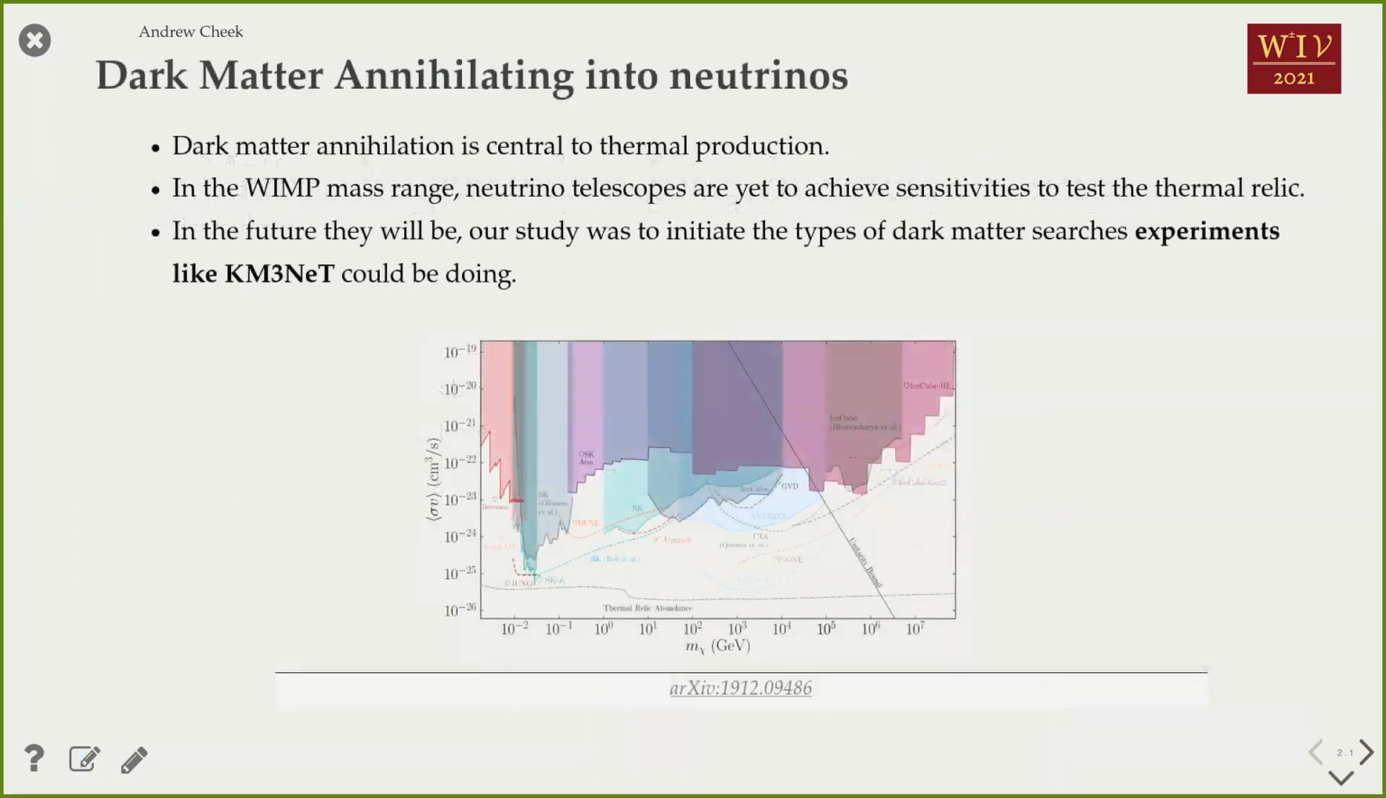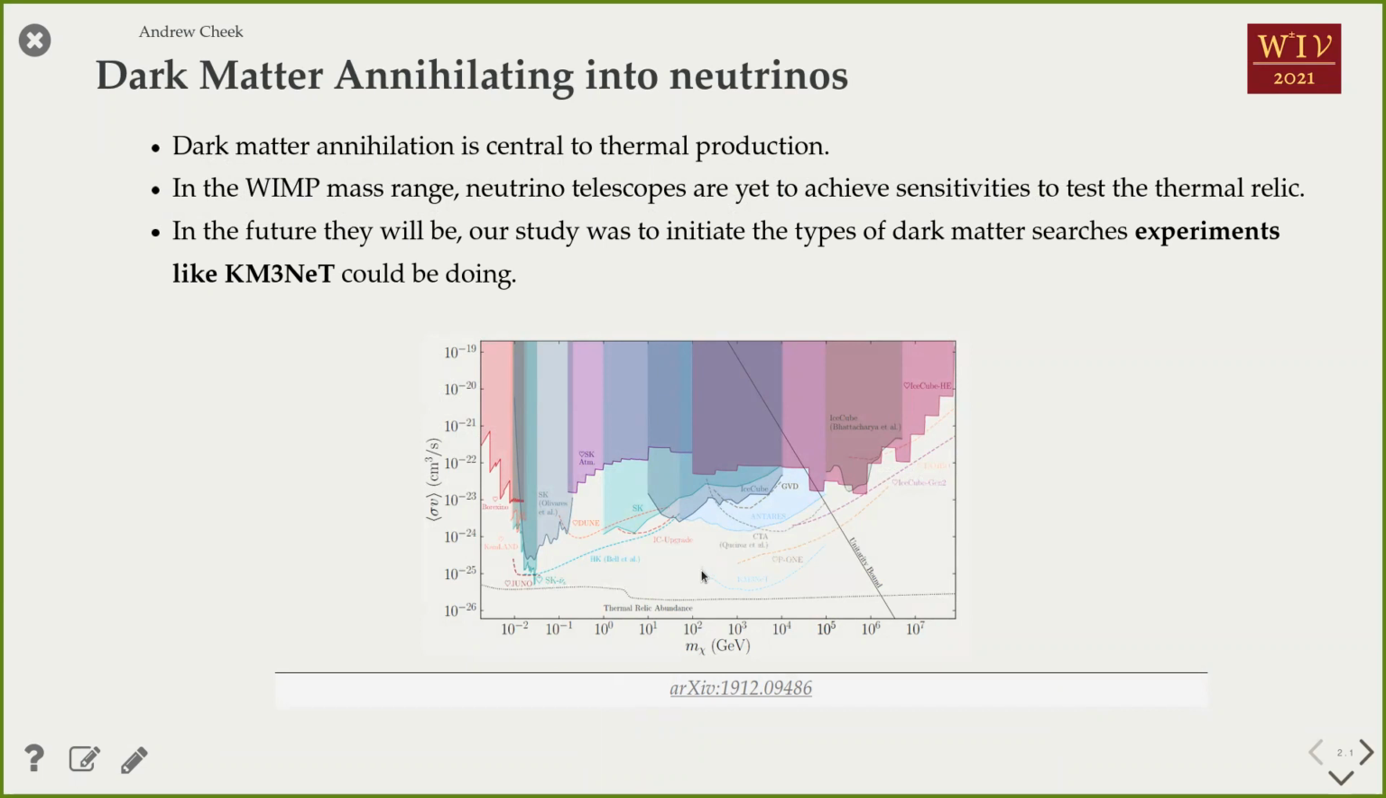As we know, dark matter annihilation is central to thermal production, which is a possible mechanism which produces the correct relic abundance of dark matter that we observe today. Looking at a fairly recent review paper, you can see that neutrino experiments in general, for basically all the mass range of dark matter particles, do not probe this thermal relic abundance line.